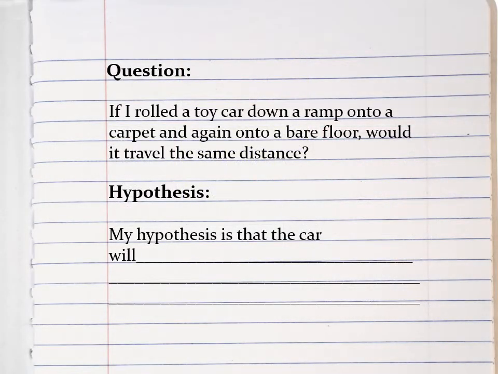Okay, and here are those steps again that we've done so far. Should already be in your notebook, right? Question, if I rolled a toy car down a ramp, and hypothesis. And make sure you have your hypothesis here. I'm not giving you mine. First of all, I've already done the experiment and I know what's going to happen, but I want this to be you. I want this to be what you think. There's no right or wrong answer. It's just what you think will happen.